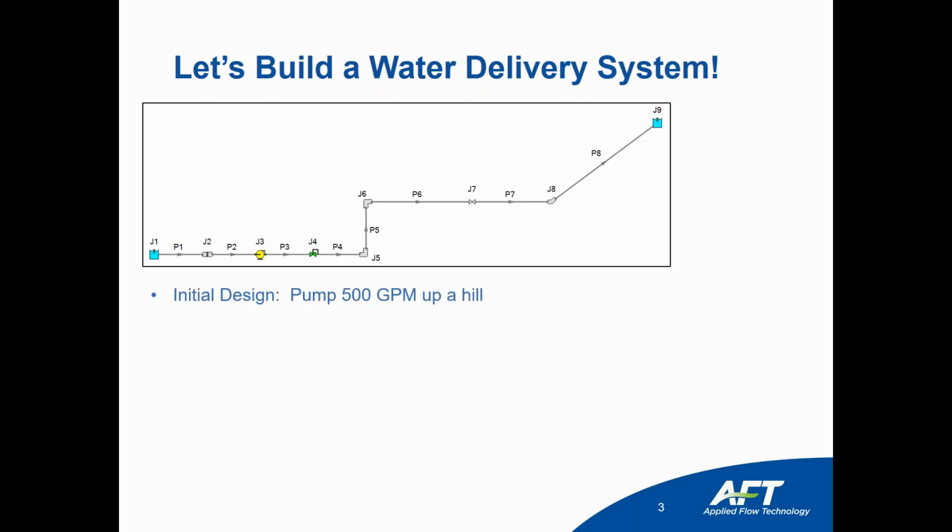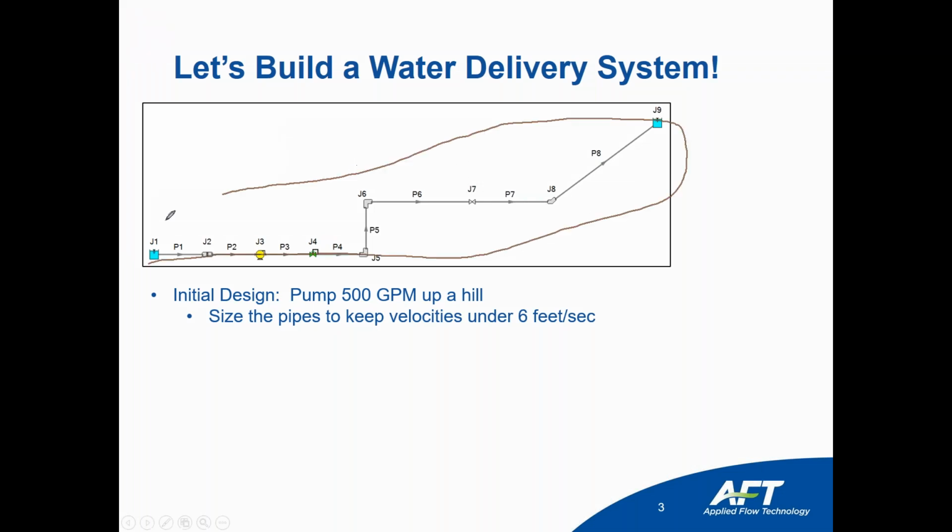So here's what the example is going to be. We need to pump 500 gallons per minute of water up a hill over a 200-foot elevation change. And so there are several things that we don't know. We don't know the pipe size. So what we're going to do is start off by guessing a pipe size for the entire system, and we're going to change that pipe size in order to ensure that our velocities are under 6 feet per second. So that's our first requirement: velocities have to be under 6 feet per second.